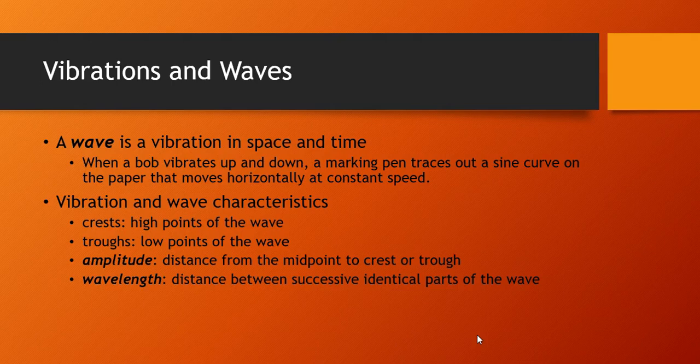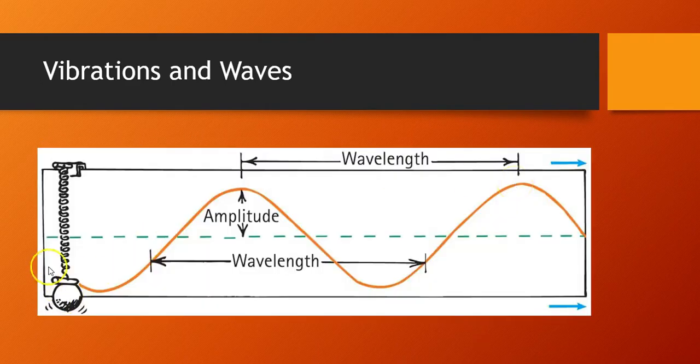Put a pen or a pencil on the mass that's oscillating back and forth. It's going to trace out a sine curve. It's going to look something like this, where you have a wave that forms in this general way. As this thing moves up and down, the pencil is going to sketch out this sine curve.